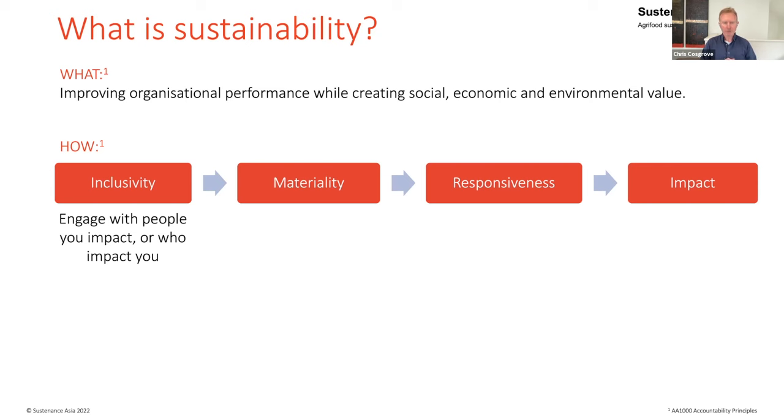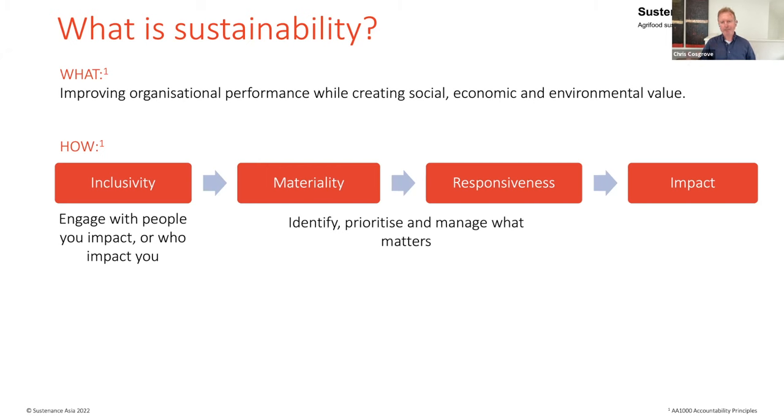With all the best will in the world, though, you can't solve everything that's important to everyone. So the next principle is materiality. So that's working out what's most important to you as an organization or an industry and to your stakeholders. And typically, you'll see this in sustainability reports all the time. It's on a matrix of most important things to stakeholders on this axis, most important things to your company or industry on this axis. And the stuff that's in the top right, most important to your organization and to stakeholders, are what's most material. So they're the things you should be focusing your resources on managing.